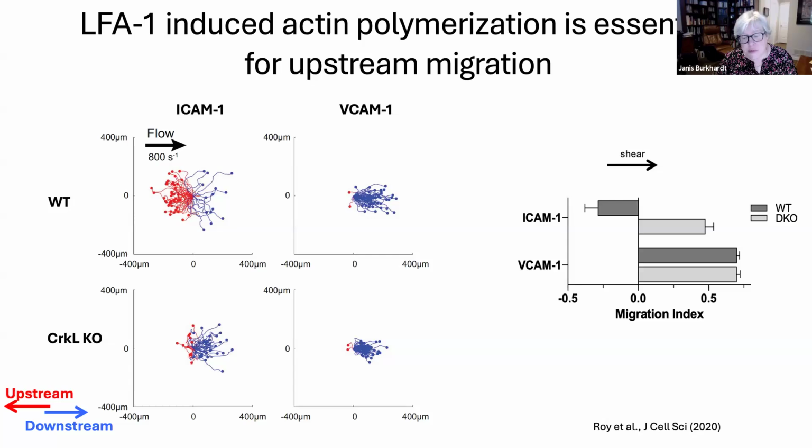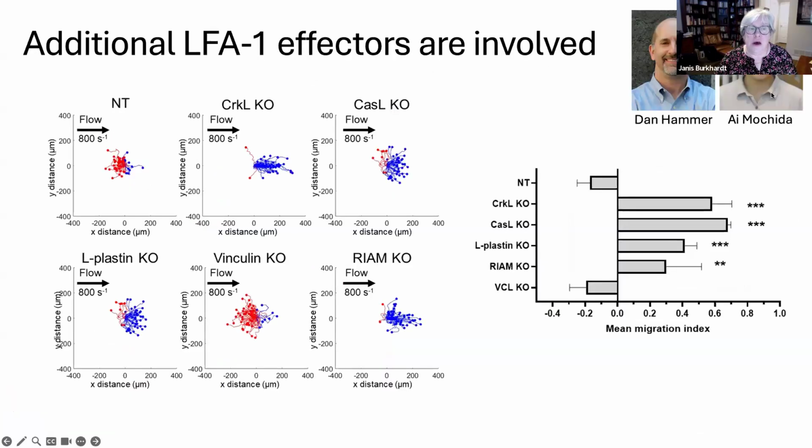And so Dan's lab is continuing work on this, and his student has been carrying out a screen, in this case in a hematopoietic progenitor cell line, looking for other molecules that are needed for upstream migration. And so in these cells too, CRAC-L is needed, but so is Cas-L, which some of you will know is an important force sensing molecule that interacts with CRAC-L, and L-plastin and Rem. So these are all molecules that interact with LFA1. But not everything that interacts with LFA1 is needed because if you look at vinculin knockout cells, they can migrate upstream just fine.